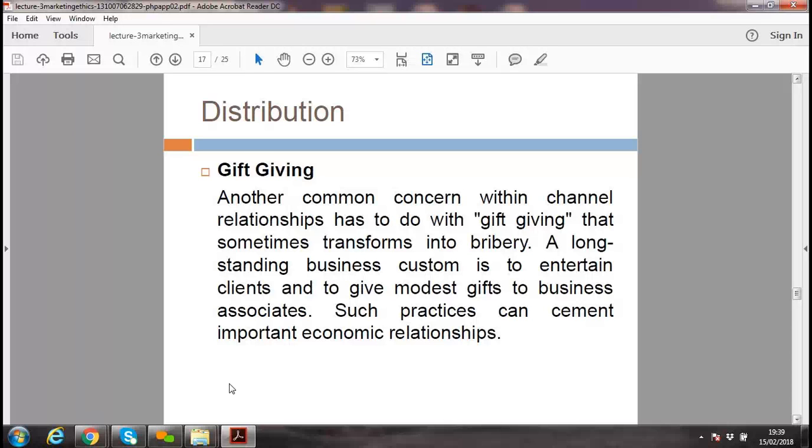GlaxoSmithKline was fined around 30 million pounds under the Bribery Act. They used to promote their medicine by paying commission to doctors to promote it, and they were fined, which is a wrong practice. It happens in various parts of the world, but ethically and morally it is not correct. If you take the gift, it means you are compromising your ethical values.